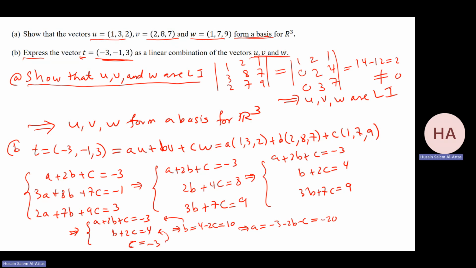So what are we getting? We are getting that T, so this is A, this is B, and this is C. So I have T, that means A, which is -20 U, plus B, which is 10 V, minus 3 W. So it's -20 U plus 10 V minus 3 W. So I can write T in terms of these three vectors.